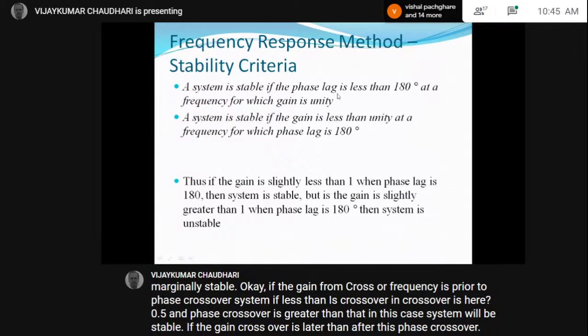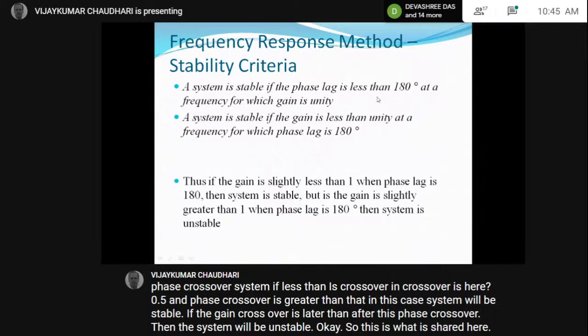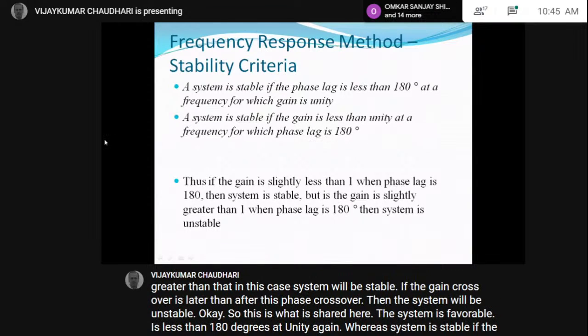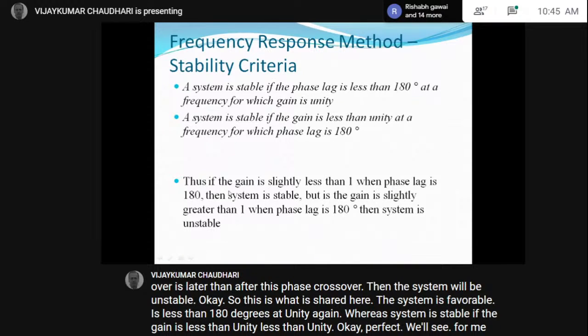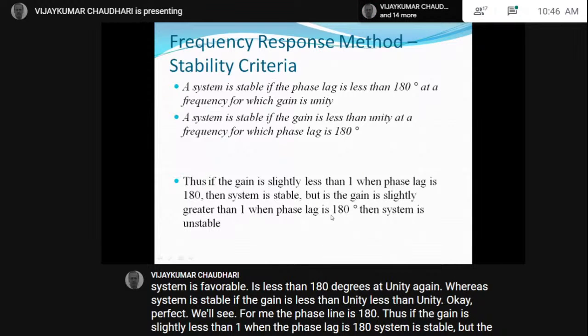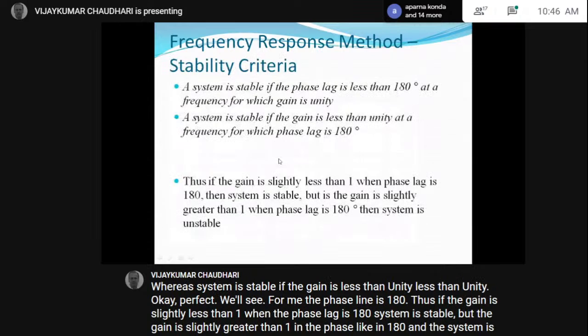The system is stable if the phase lag is less than 180 degrees at unity gain, and the system is stable if the gain is less than unity for a frequency at which the phase lag is 180. Thus, if the gain is slightly less than 1 when the phase lag is 180, the system is stable, but if the gain is slightly greater than 1 when the phase lag is 180, then the system is unstable, right?